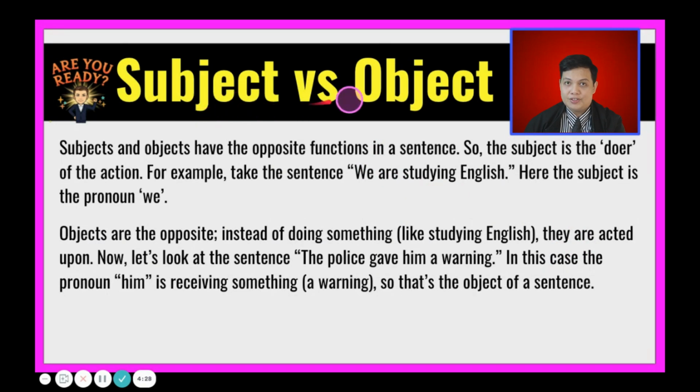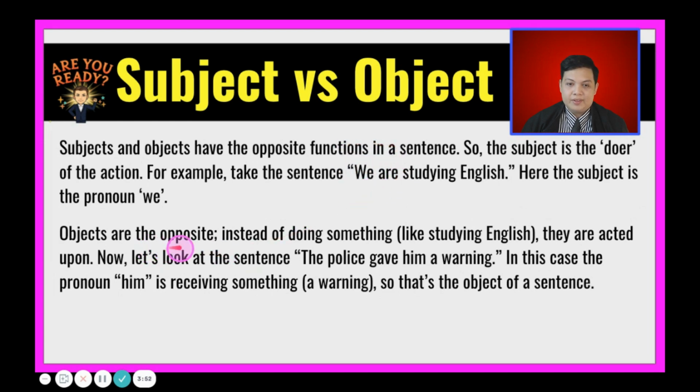Subject versus object. Subjects and objects have the opposite function in a sentence. The subject is the doer of the action. Take note of that. Subjects are the doer of the action. For example, take the sentence, we are studying English. Here, the subject is the pronoun we.